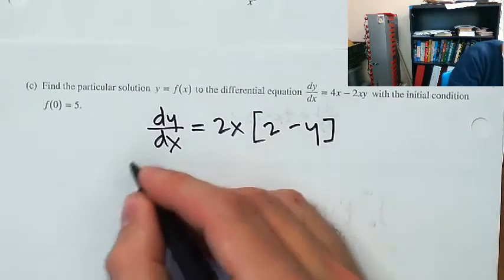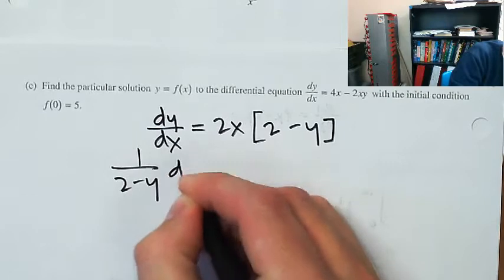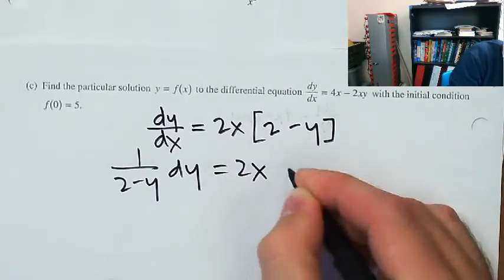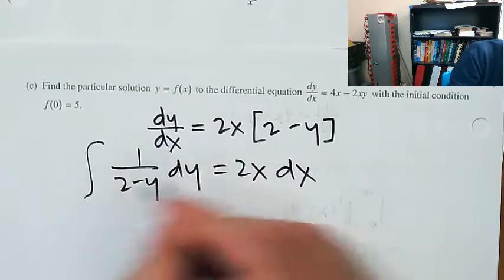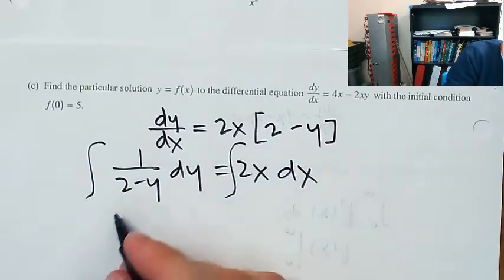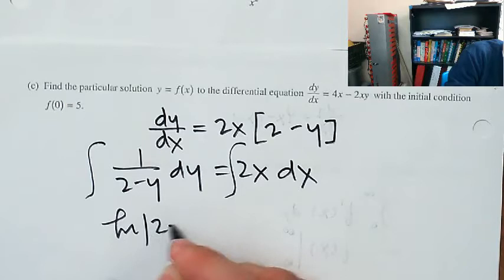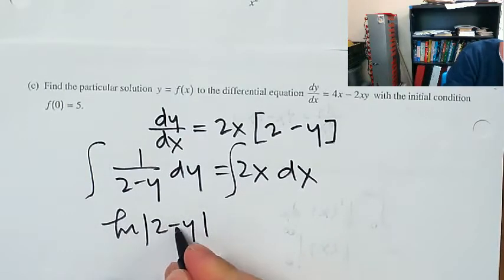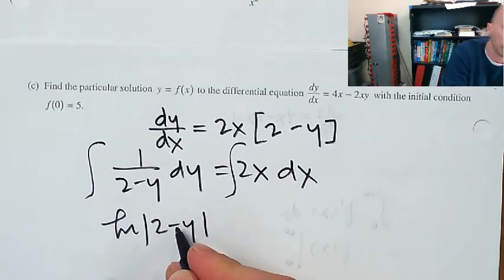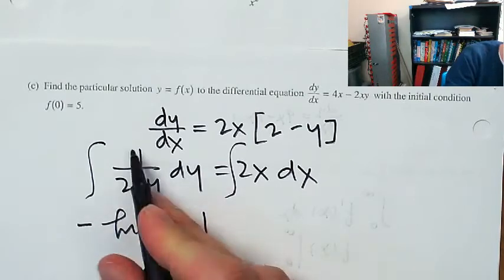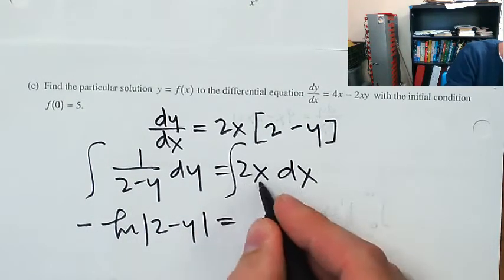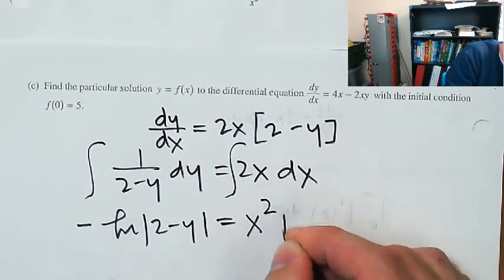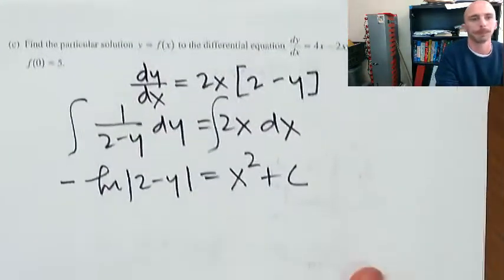All right, now I'm going to separate variables. 1 over 2 minus y dy equals 2x dx. I'm going to anti-differentiate both sides. And that'll be the log of the absolute value of 2 minus y. Check for chain rule. Wait a second, I'm going to multiply by -1 for the chain rule, so I'm going to prepare for that. So I get positive 1 over 2 minus y, not negative 1 over 2 minus y. Then I'll anti-differentiate 2x, and I will get x squared and c.